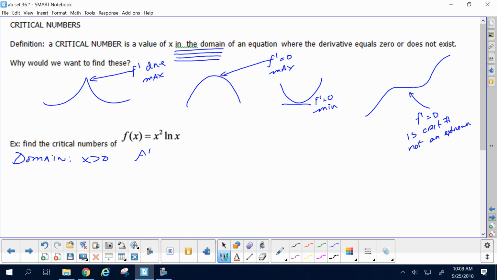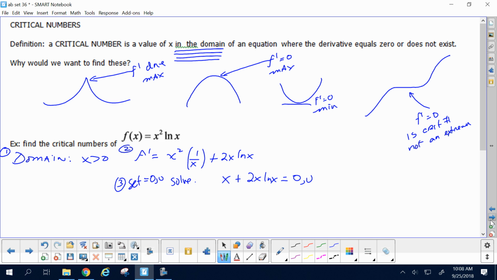Now, I take the derivative. What is the derivative? x squared times 1 over x, plus 2x log of x. We have to use the product rule there, right? Okay. So, with a little cleanup, then you're going to set that equal to 0 or undefined and solve. So this is x plus 2x log of x equals 0 or undefined. Are you with me? Okay?